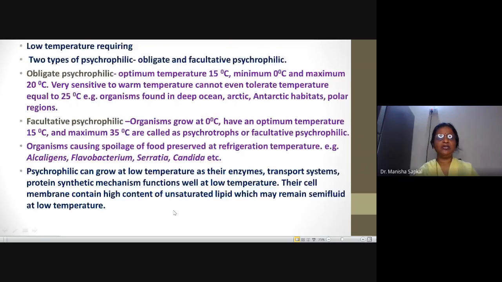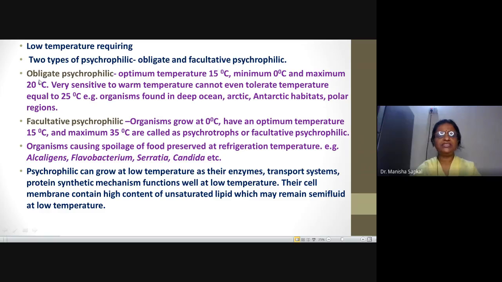Now which is the second group? Second is Psychrophilic. Psychro means low. Philic means requiring. Organisms requiring cold temperature for the growth. Here, low temperature requiring organisms. Here there are two types of psychrophiles. One is obligate psychrophilic and another is facultative psychrophile. Obligate means they must require low temperature, otherwise they will not grow. Facultative means they can grow just above the low temperature.